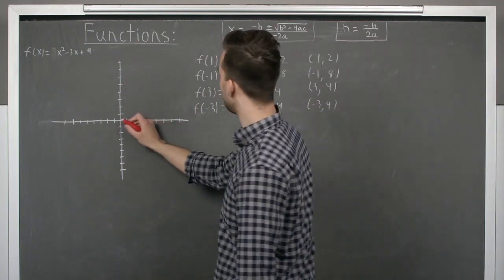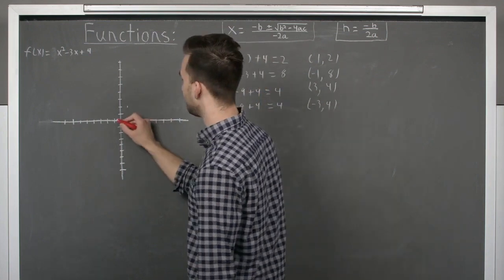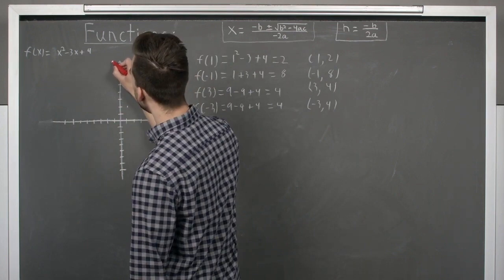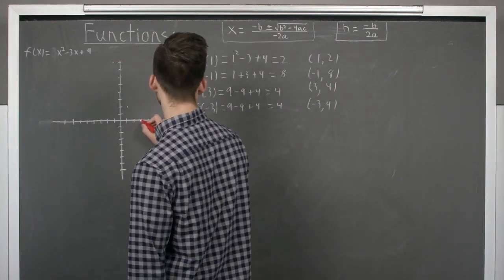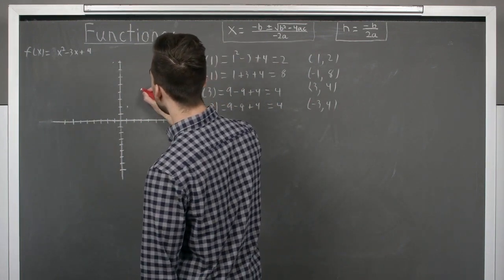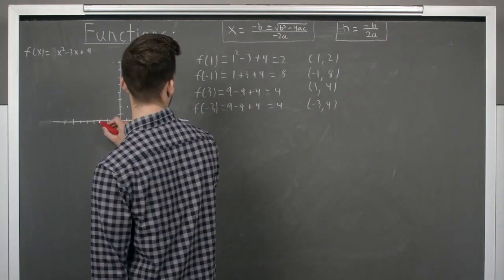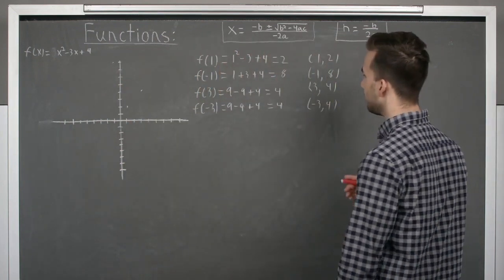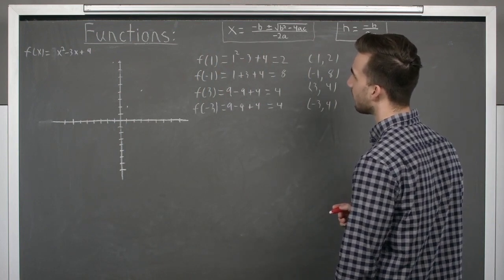So 1, 2, there we go, negative 1, 8, 1, 2, 3, 4, 5, 6, 7, 8, all the way up there. And then we have 3, 4, and then we have negative 3, 4. I don't know if I did that right because that does not make sense with the shape of the function. So, oh, I see what I did.